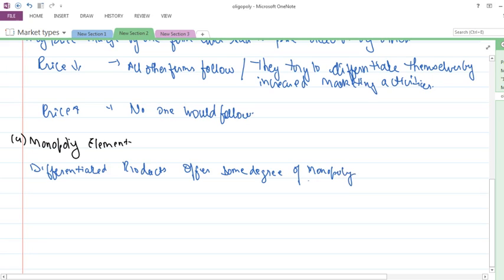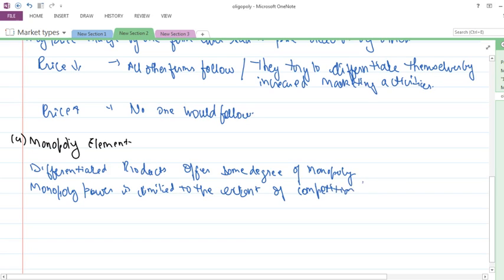Further, when firms collude with each other, they can work together to raise the price and earn some monopoly income. But the monopoly power enjoyed by the firm will be limited to the extent of competition that is faced.